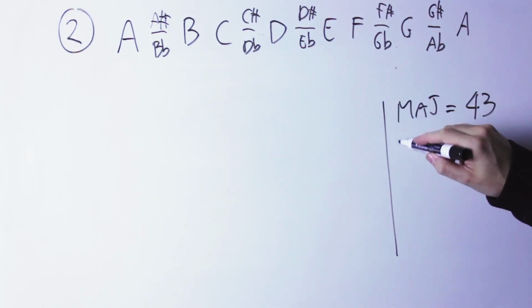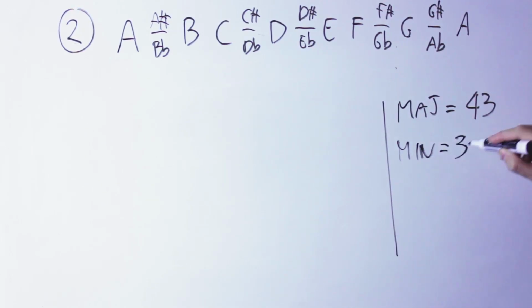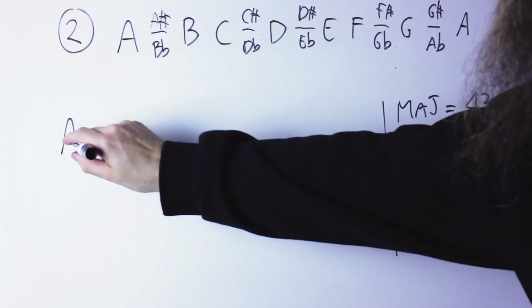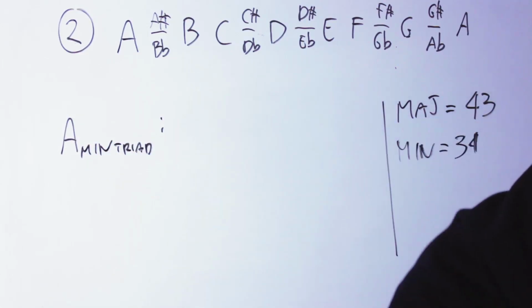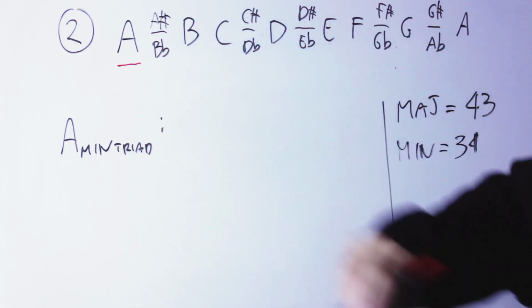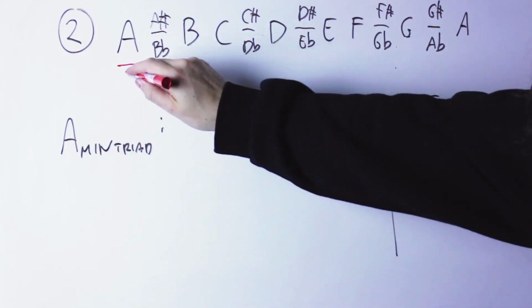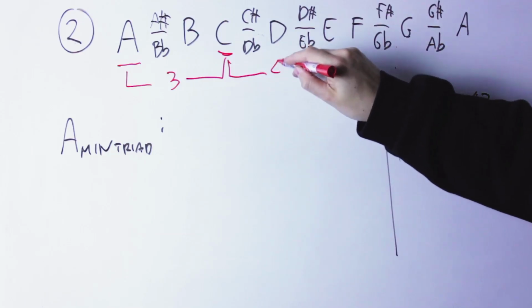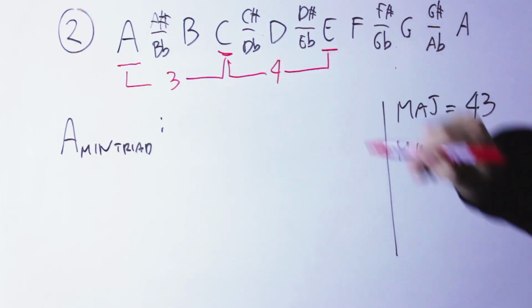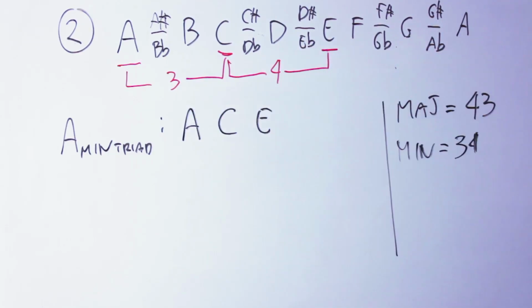What about the minor triad? The procedure is similar, but this time you move up 3 and then up 4. Meaning, if I want to find the notes in the A minor triad, I start from A and that's my first note. I move up only 3 half steps and I find C. Then from there I move up another 4 half steps and I find E. The notes in the A minor triad are A, C, E.